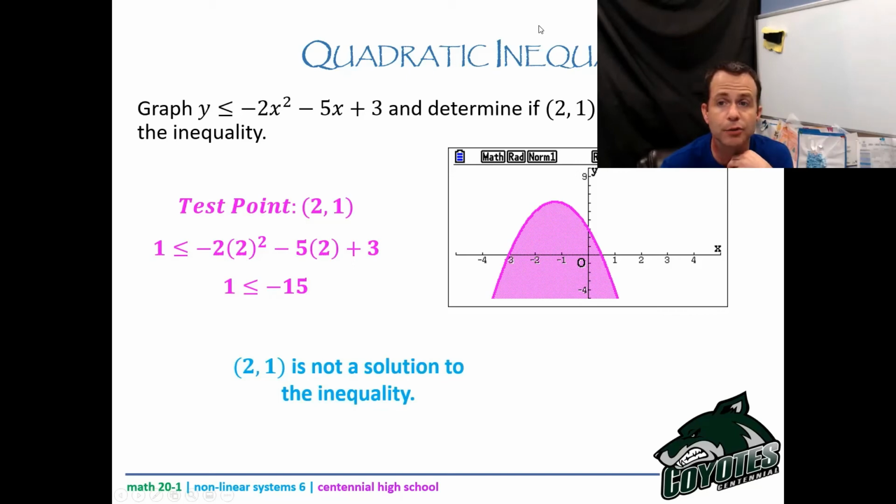And then if I was looking at it on the graph, (2, 1) is like right here, right? We can see that that's not part of that shaded region. Awesome.